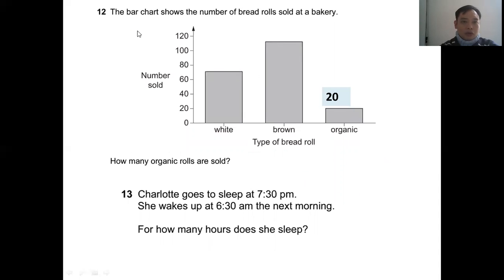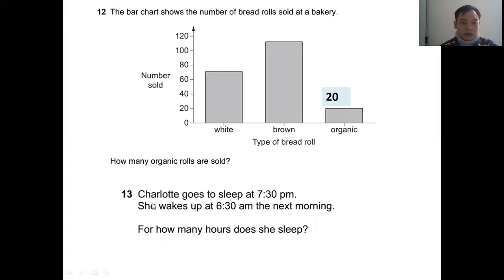Question 12. The bar chart shows the number of bread rolls sold at the bakery. How many organic rolls are sold? So this is the organic. So if you trace it across here, the bar points to 20. So the answer will be 20.